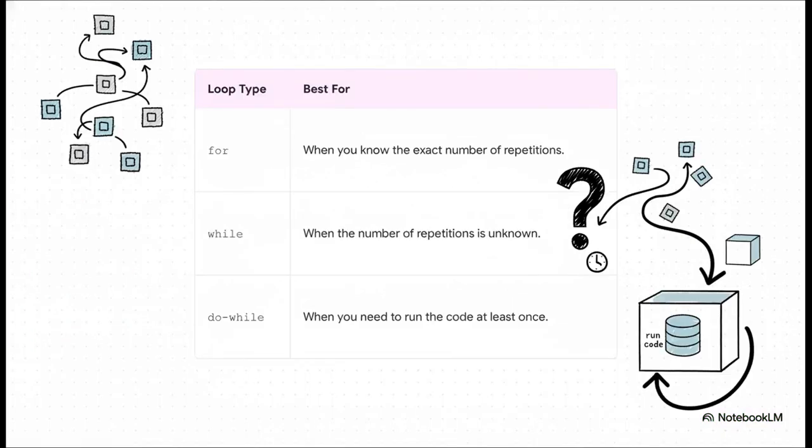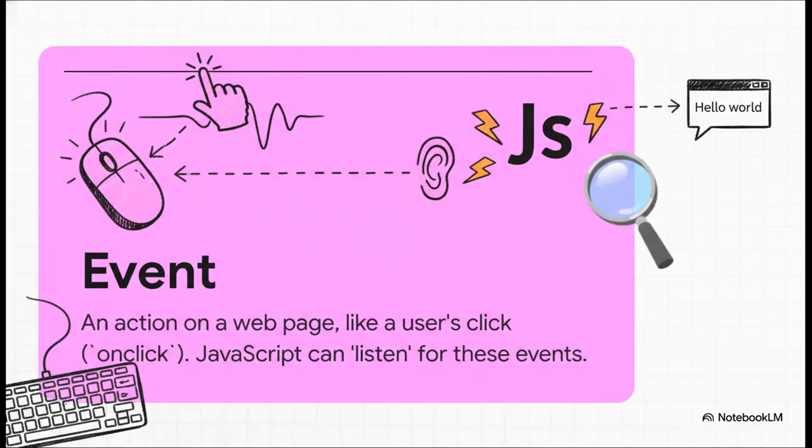When it comes to repeating actions, you've got three main tools. A for loop is your best friend when you know precisely how many times you need to do something, like count to 10. A while loop is for when you don't know. It just keeps on going until a specific condition is finally met. And the do while loop? It's almost the same, but it guarantees your code will run at least one time, no matter what. Now, this is how a web page really comes alive.